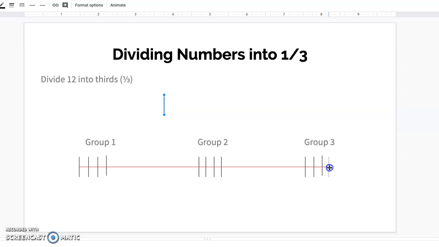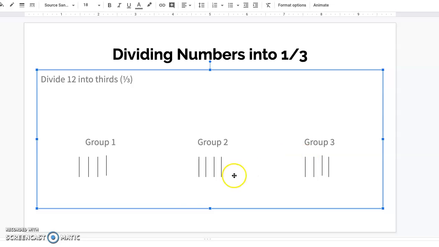All right, so now each group has how many sticks? 1, 2, 3, 4. So each group has 4 sticks. So they're all equal and they're in 3 groups. So 1/3 of 12 equals 4.